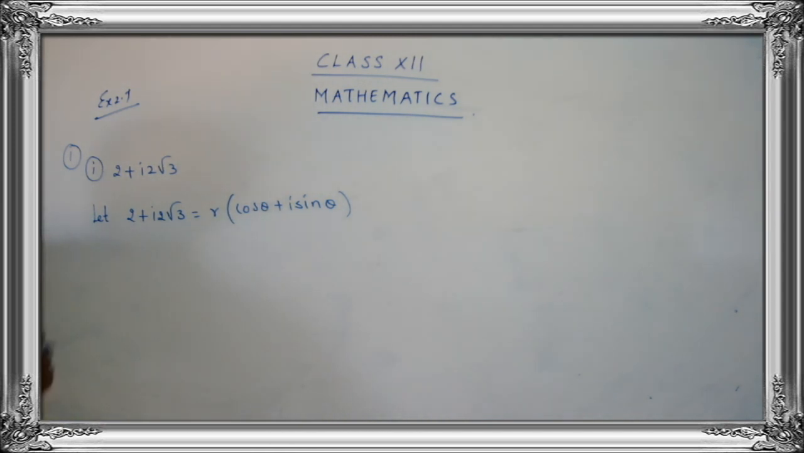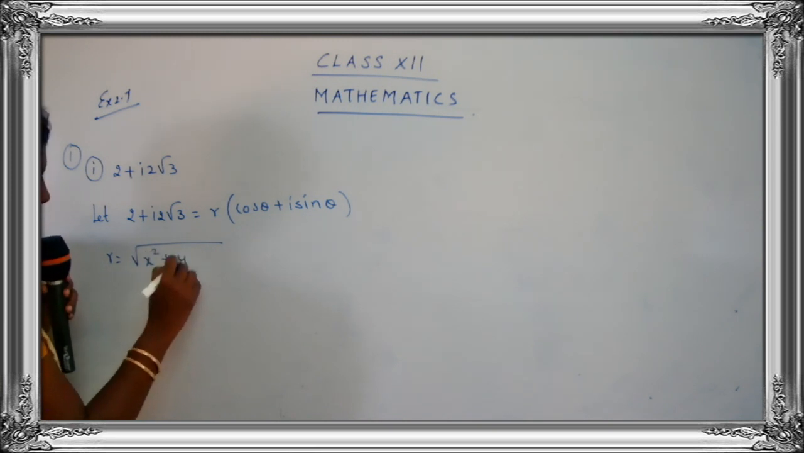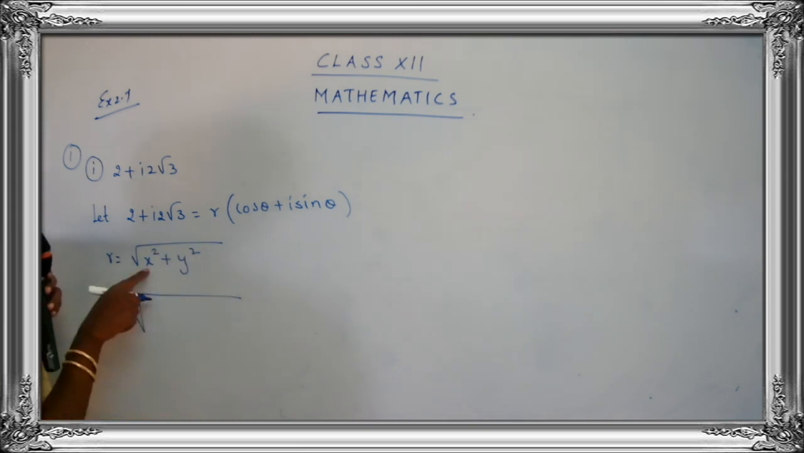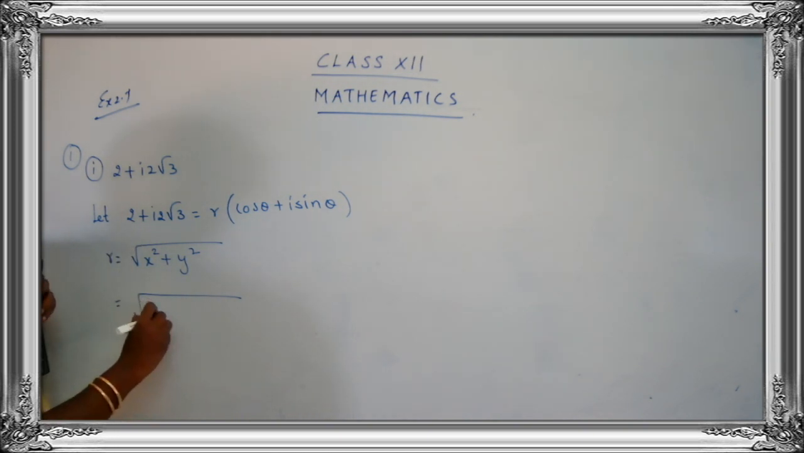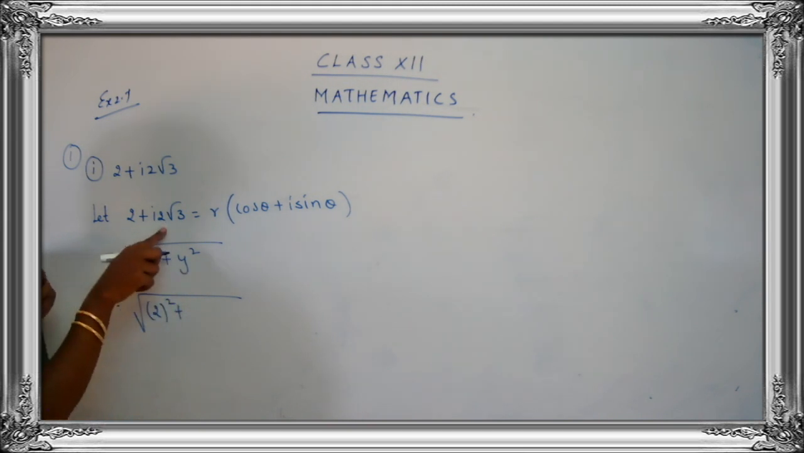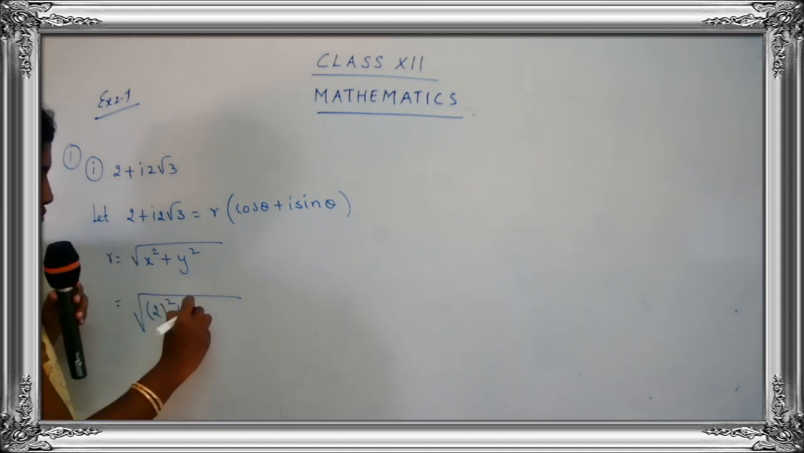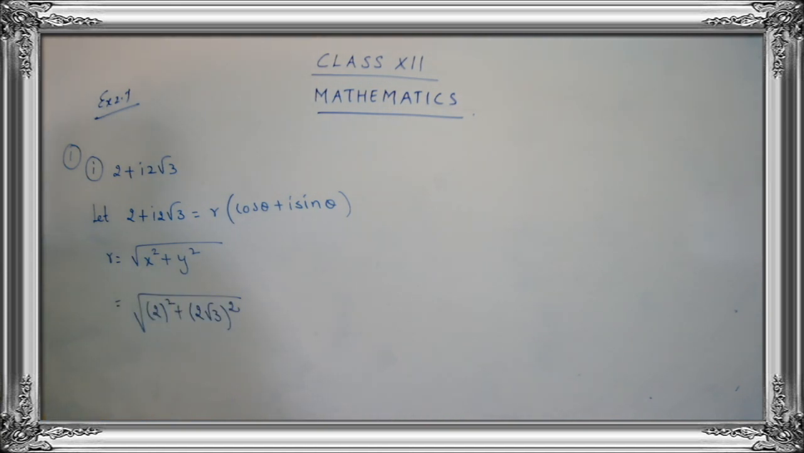So write down. r is equal to square root of x square plus y square, which is equal to, what is x? The real part. What is the x part here? 2 square plus y square. So what is the imaginary part? You are not going to take i, you are just going to take the imaginary part. I am not going to write down the imaginary unit. That is 2 root 3 square. 2 square plus 2 root 3 the whole square.